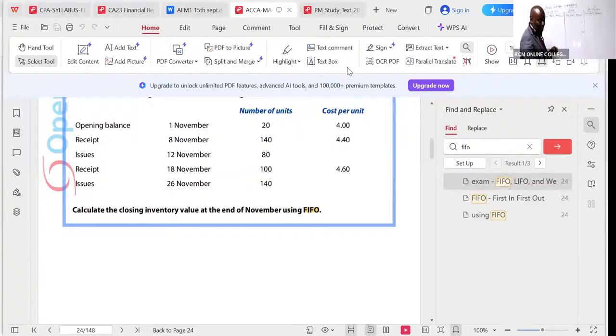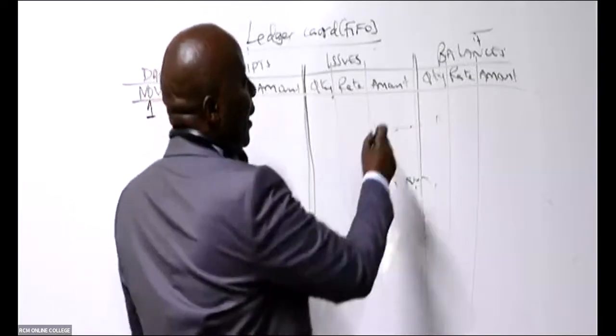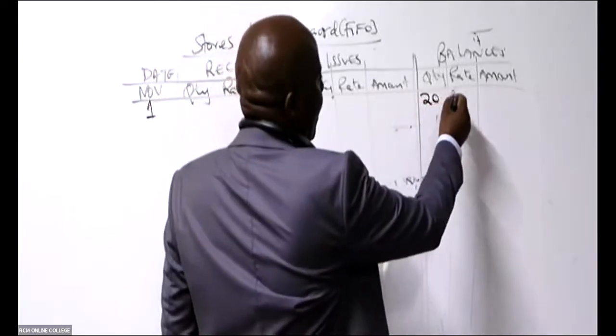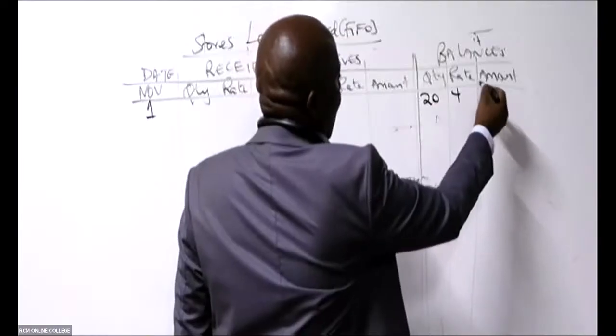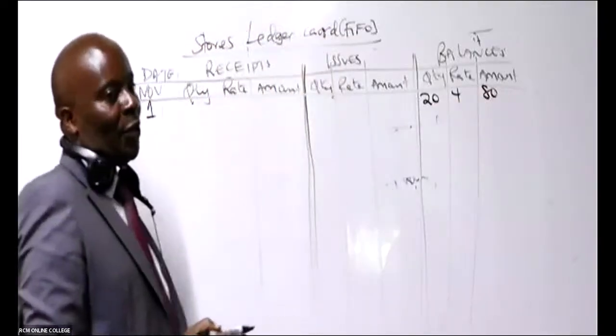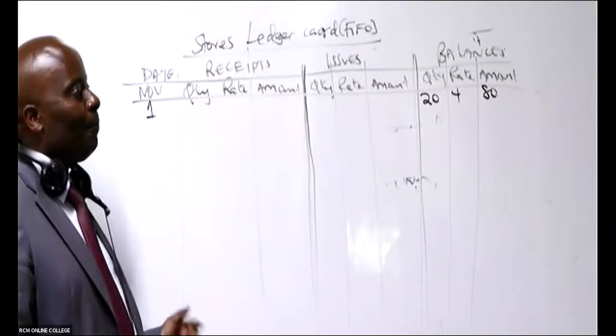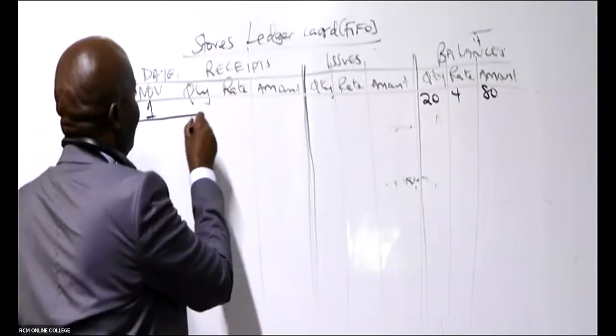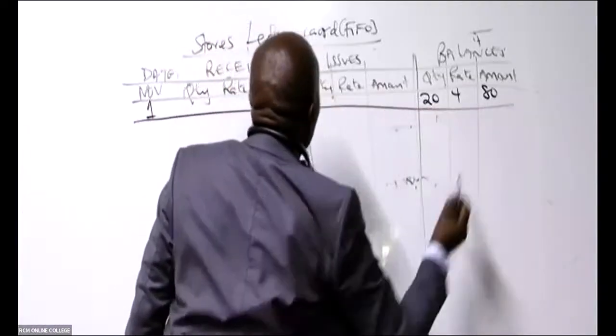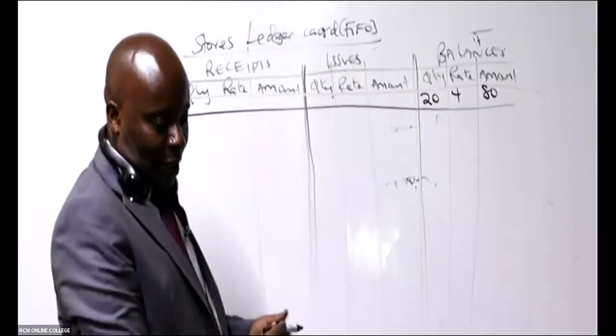20 and 4. Is that okay? So 20 and 4. So you write here in the balances. So 20 at 4. So meaning that the amount is how much here, somebody? Because that is the rate, cost per unit. Yeah. So then we go to the next date.